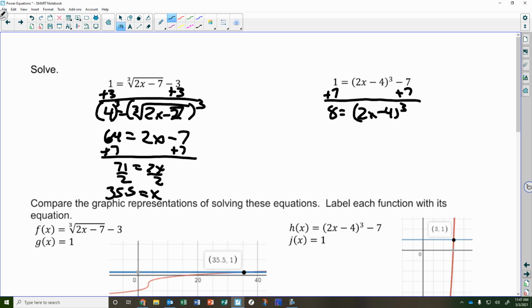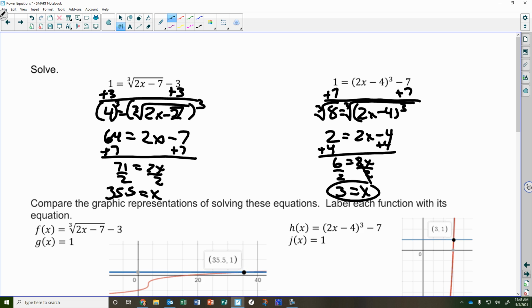So if I have a binomial cubed, I want to take the cubic root of both sides. So the cubic root of 8 is 2. It can't be negative 2, because that has to be the cubic root of negative 8. And I got 2x minus 4. So if I add 4 to both sides, I get 6 equals 2x, divided by 2, x equals 3.